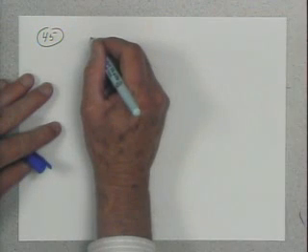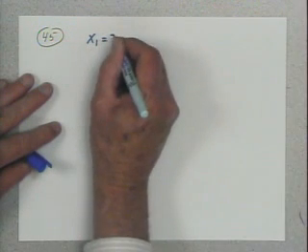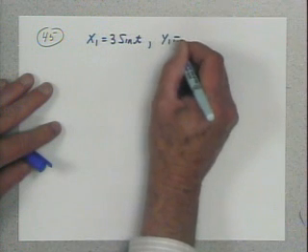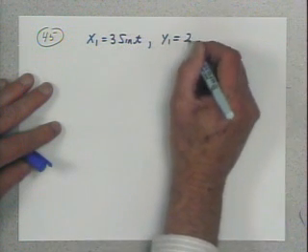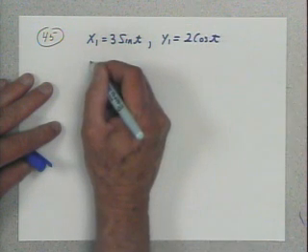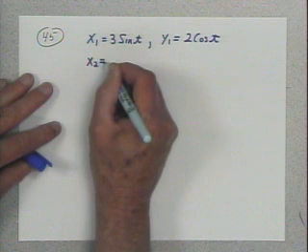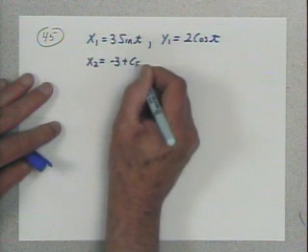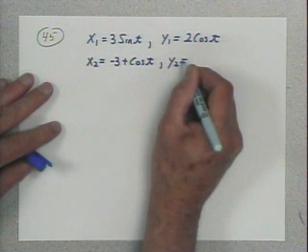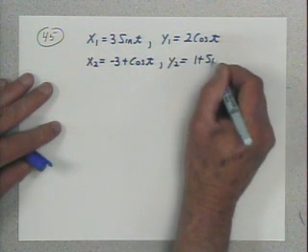Okay, for the first curve, we were graphing x1 equals 3 sine t, along with y1 equals 2 cosine t. And then my second curve was x2 equals negative 3 plus cosine t, along with y2, which is 1 plus sine t.